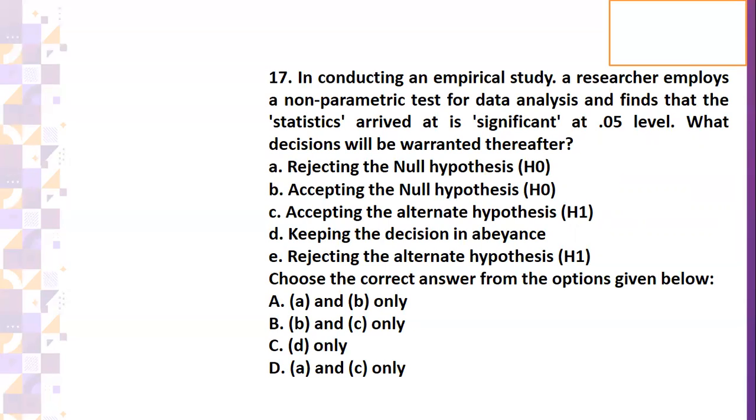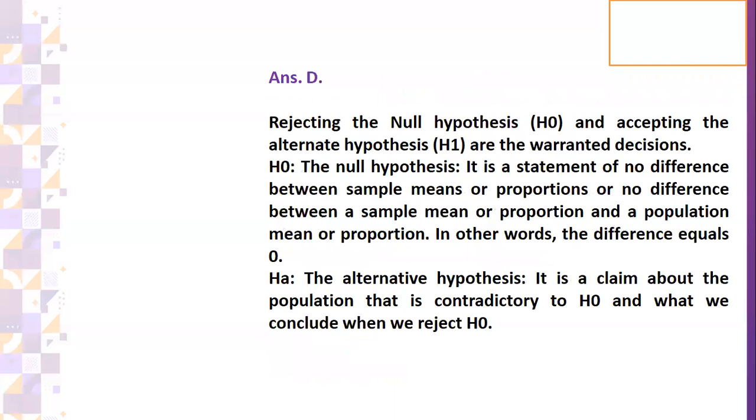See, they have given a very well-conducted empirical study. So they are talking about an empirical study and which decision will be correct. Yes, that is rejecting the null hypothesis and accepting the alternate hypothesis. Because the null hypothesis says there is no difference between the sample and the proportions.